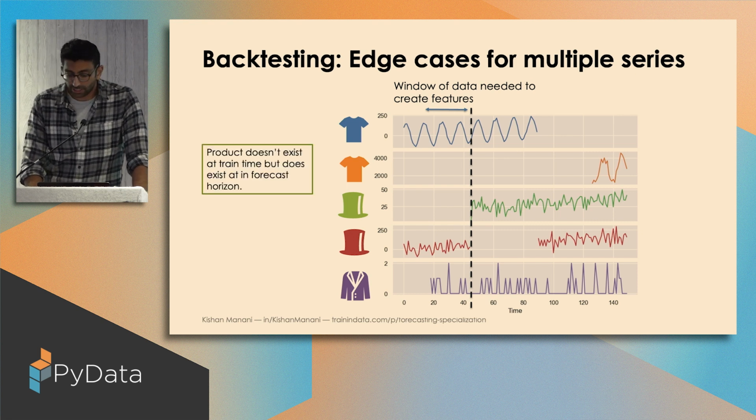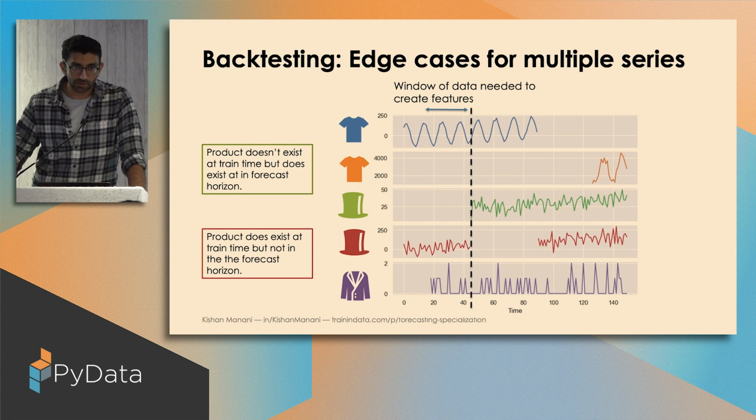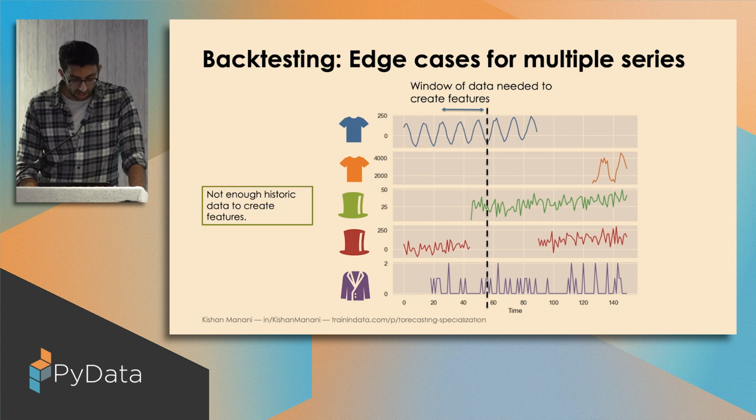So if we look at the green time series, that product doesn't exist at train time, but it will exist in your forecasting horizon. The red hat, it does exist at train time, but it no longer exists in the forecast horizon. And so when you are implementing backtesting yourself, you have to handle all of these various edge cases because the number of time series at a given point in time isn't actually fixed in a sense.